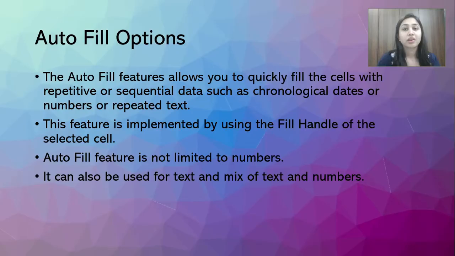Okay, now students, the next topic is autofill options. The autofill feature allows you to quickly fill the cells with repetitive or sequential data such as chronological dates or numbers or repeated text. This feature is implemented by using the fill handle of the selected cell. The autofill feature is not limited to numbers. It can also be used for text and a mix of text and numbers. So let's do a practical, students, on how to use the autofill options.